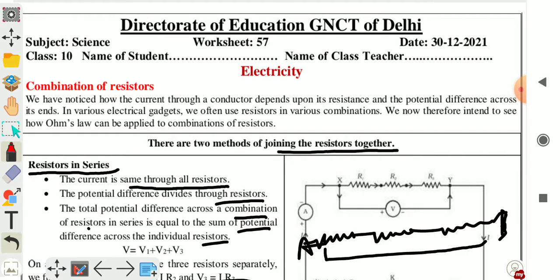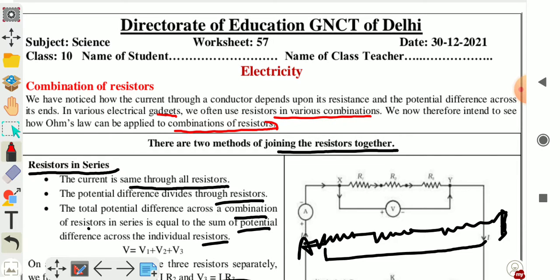In this worksheet we will discuss the combination of resistors. We have noticed how the current through a conductor depends upon its resistance and the potential difference across its ends. In various electrical gadgets, we often use resistors in various combinations. We now intend to see how Ohm's law can be applied to combinations of resistors.